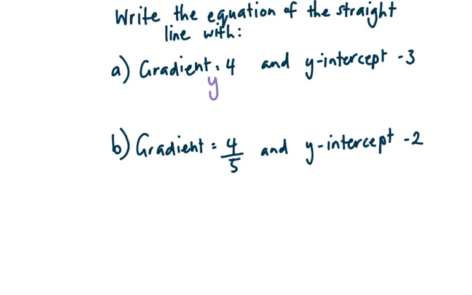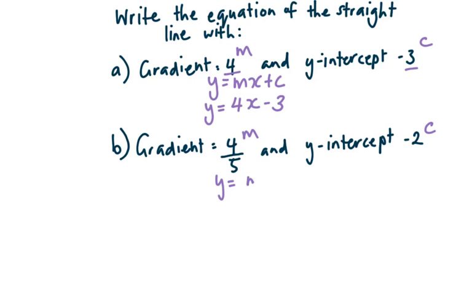So if we had our form, which is y equals mx plus c, and in our first example we have our gradient, which equals 4, and our y-intercept, which equals negative 3. So if we were to write this in the form of y equals mx plus c, it would be y equals 4x minus 3. In our example B, we have our gradient 4 over 5 and our y-intercept of negative 2. So our form is y equals mx plus c, so y equals 4 over 5 x minus 2.